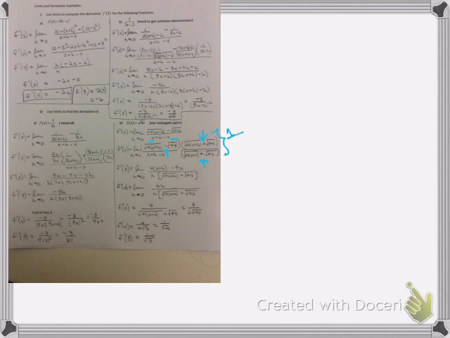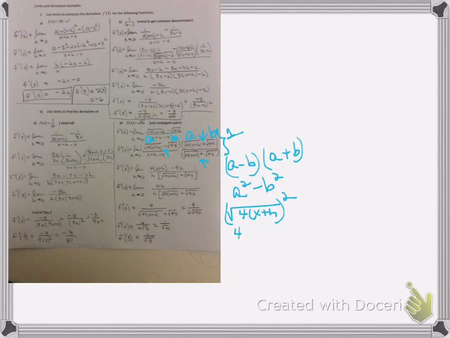So just like before, if I recognize that I have a minus b, so if this is a and this is b, times a plus b, then when I FOIL that, I will eventually get a squared minus b squared. Knowing that, and knowing that if I take radical 4 times x plus h and square it, I will just get 4 times x plus h.